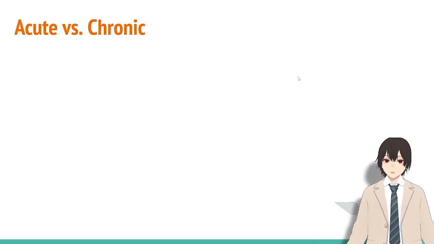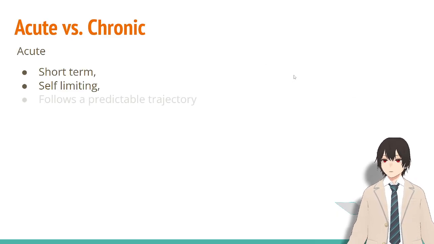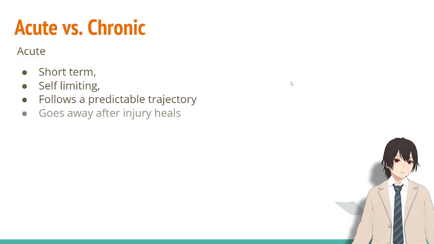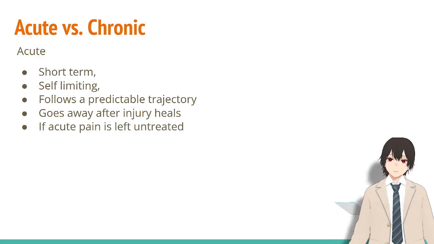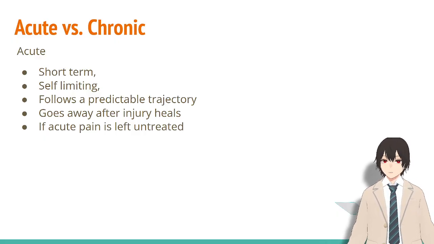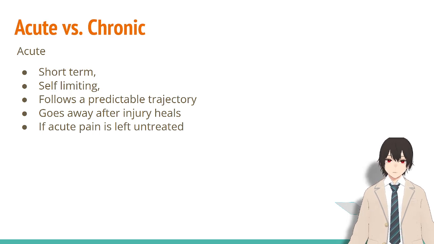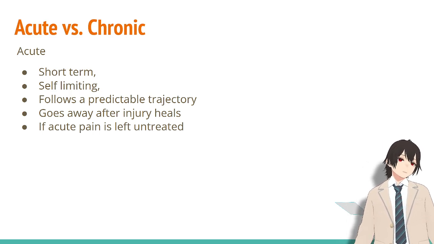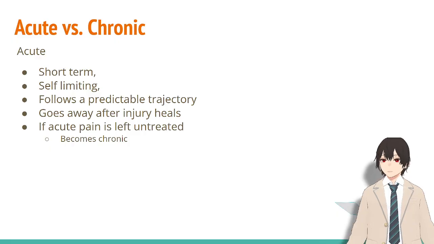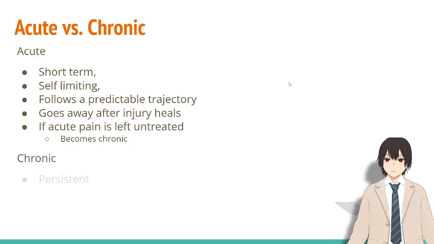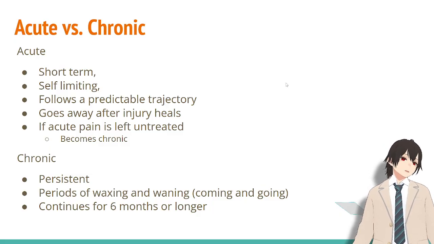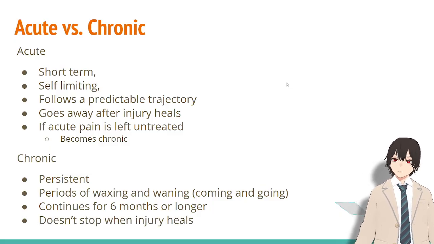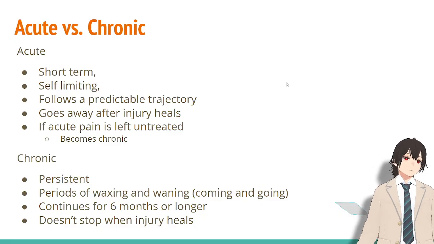So to follow up with that, we're going to talk about acute versus chronic. Acute: short-term, self-limiting, the trajectory is pretty predictable. There's the acute period where it's extremely painful, but it tapers down over time, and as the injury heals, the pain usually goes away. If acute pain is left untreated, like we mentioned earlier, it can become chronic, okay? So chronic is persistent pain. Sometimes it comes and goes. It continues for longer than 6 months, and it doesn't stop when the injury has healed, okay?